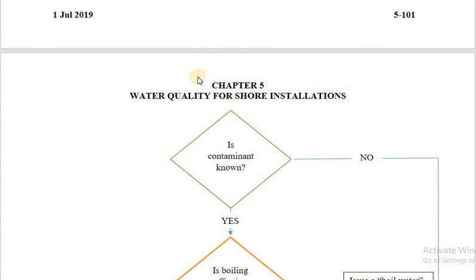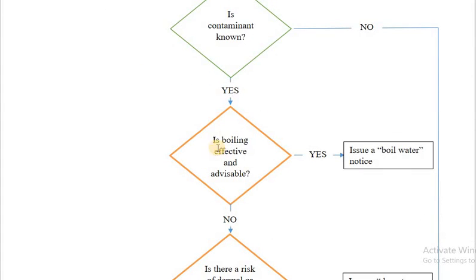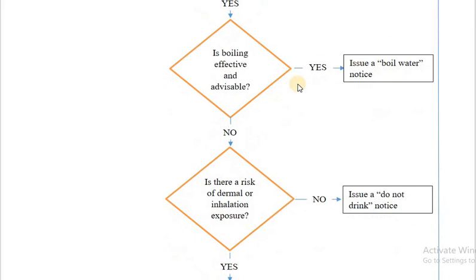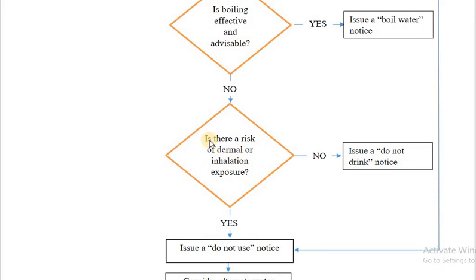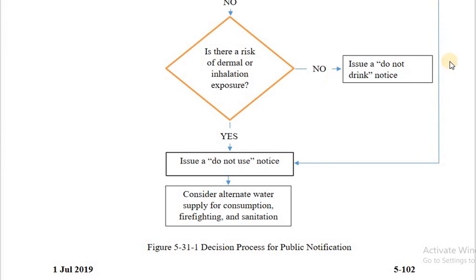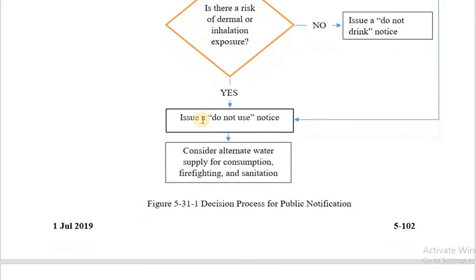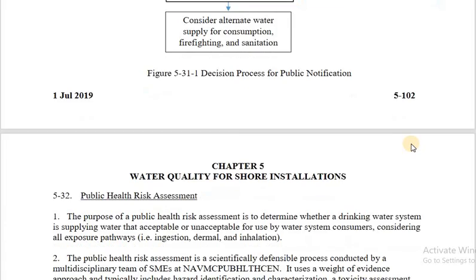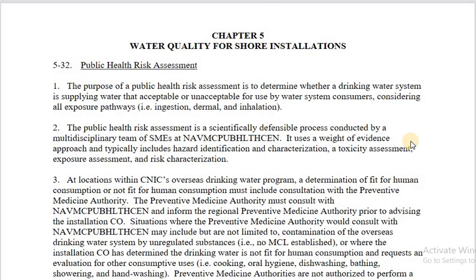There's also a flow chart. So is there a contaminant? Yes. Does boiling water help? Then yes. Is there a risk to any dermal or inhalation exposure? Yes, do not use. Or no, do not drink. So the difference between do not use and do not drink is like, should you wash your hands with it? Should you wash your clothes with it? Should you be anywhere near the water? And if it's a complete do not use, you need to find a completely other water source for firefighting, sanitation, basically everything. So a handy little flowchart. I love when BUMED instructions have flowcharts in them.